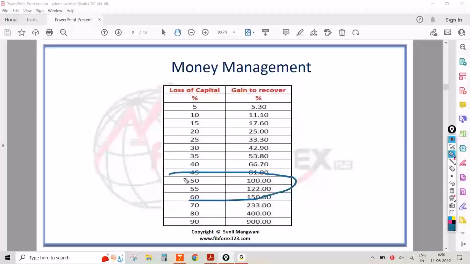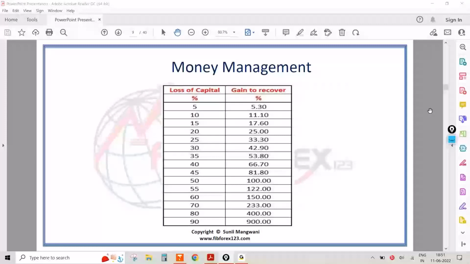If you have lost 50% of your capital, let's say I've got a $10,000 account and I've lost $5,000 out of that. Now, to recover back, you are going to require 100%. What does that mean? It simply says that from 5,000, I need another 5,000 to get back to break even. So on my existing capital, I require 100% of my capital to get back to break even.